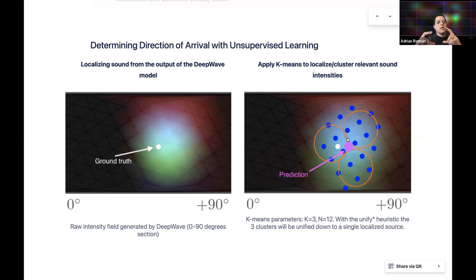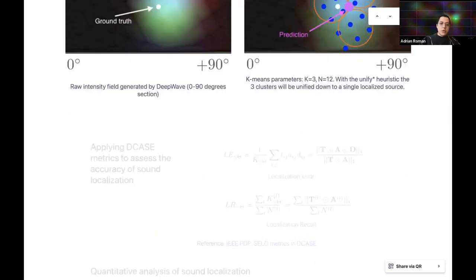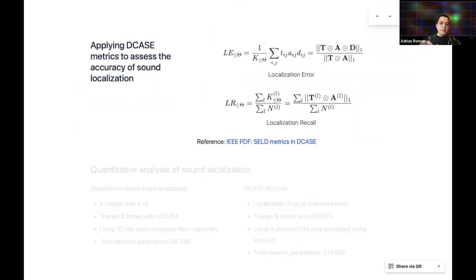And given that we have a cluster, then we can find a centroid. The centroid is the exact coordinate point in space that we want to predict. It's like the purple point that you see here. So now that we have an exact coordinate point in space, we can apply localization metrics to see how good our model is doing. And for this project, we use the metrics proposed by the DCASE challenge, task 3.